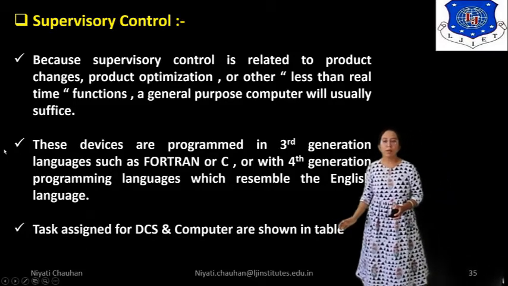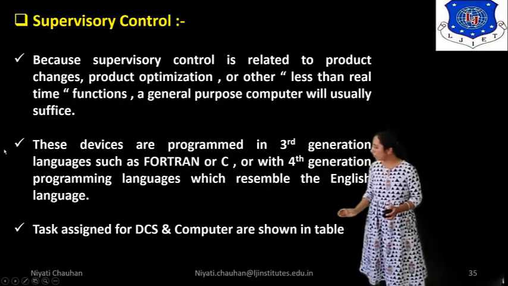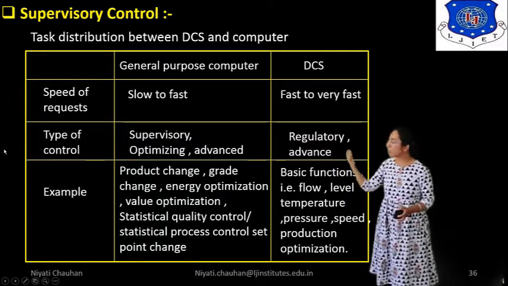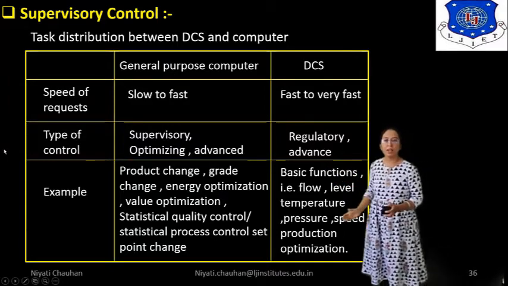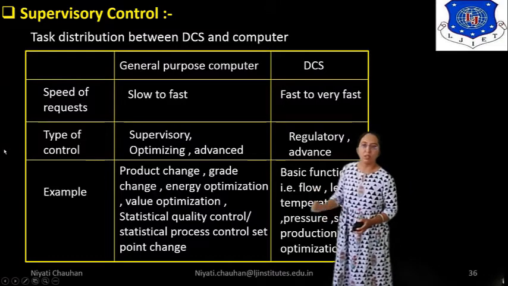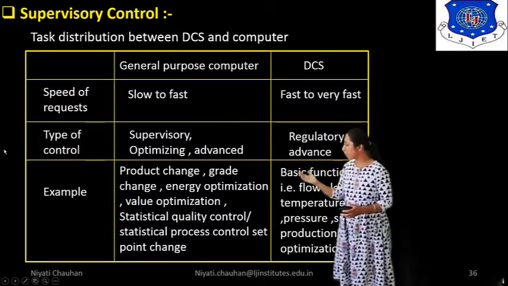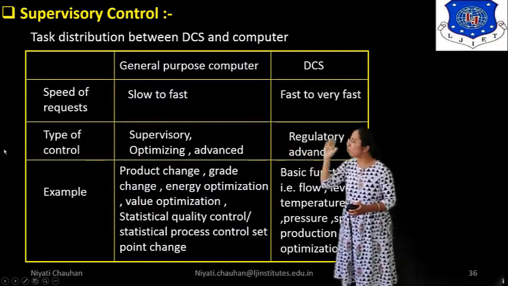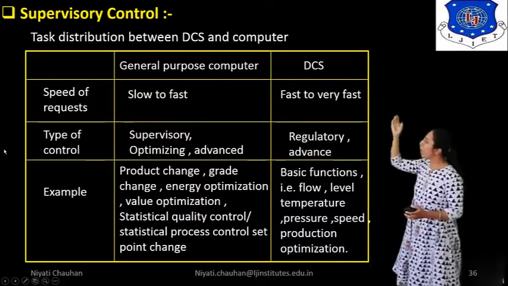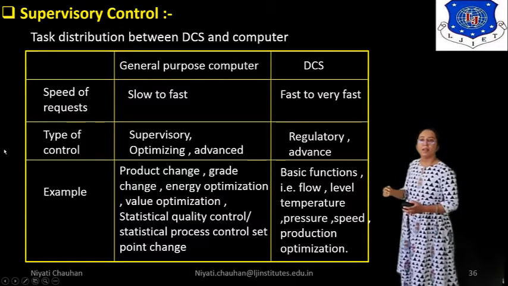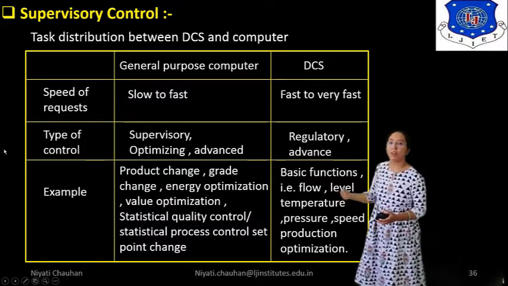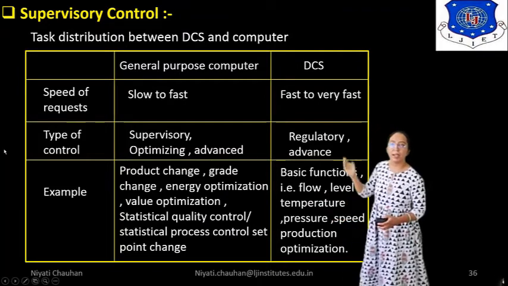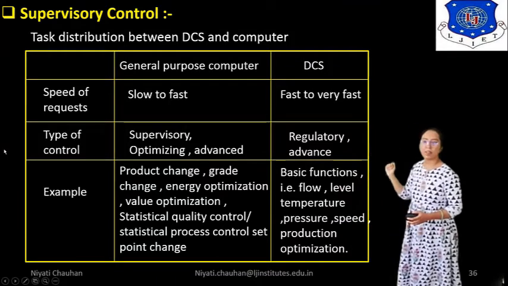Tasks assigned for DCS and computer are shown in the table. So in this table we have discussed task distribution between DCS and general purpose computer. First, speed of request. In a general purpose computer, speed of request is slow to fast, and in DCS, fast to very fast. Then type of control. In a general purpose computer, supervisory, optimizing and advanced, and in DCS, regulatory and advanced.